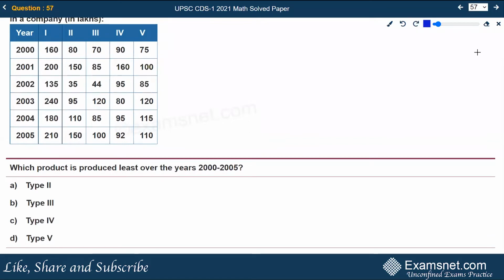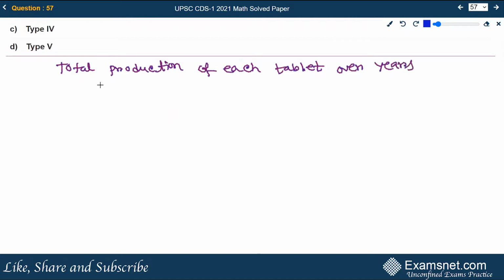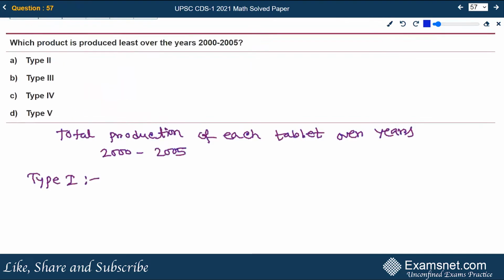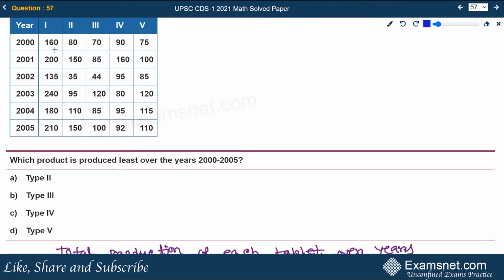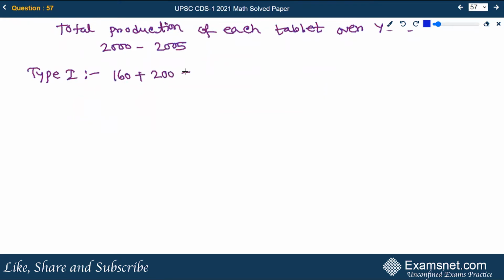So we have to check the total production of each type of tablet in this company over the years 2000 to 2005. Let's start with type 1. The productions are 160, 20, 130, 160, 200, 135, 240, 180, and 210. Let me find the sum of all of them: 35, 240, 180, 210. I will be getting 1125.